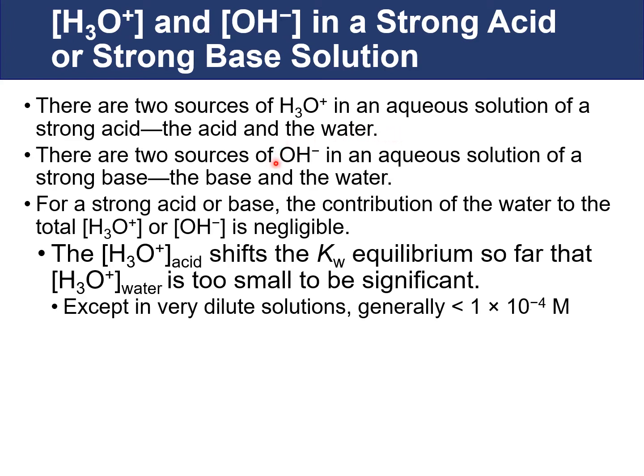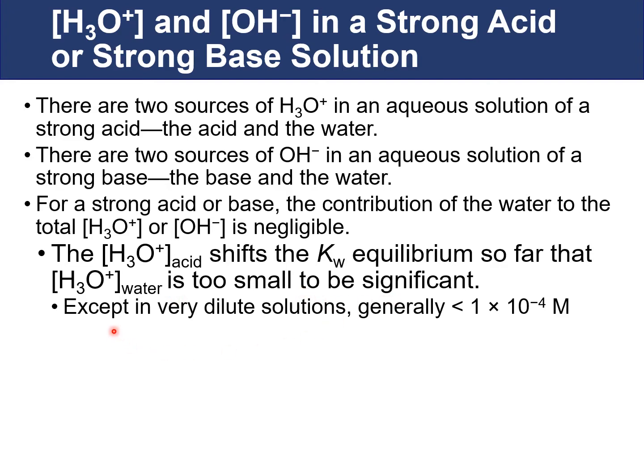Similarly, for a base, there are two sources of hydroxide ion concentrations in an aqueous solution when we're adding a strong base, the base itself and water. For a strong acid or base, the contribution of the water to the total amount of hydronium ions or hydroxide ions, depending on if we're talking about an acid or a base, is generally negligible. The hydronium ion concentration for an acid shifts the Kw equilibrium so far from where it would normally be in a neutral solution that the H3O+ from water is too small to be significant. Essentially, it's lost in our significant figures.